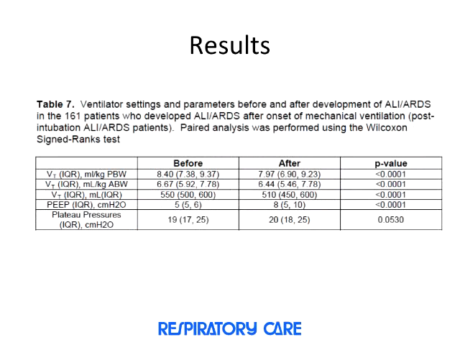This table is the ventilator settings and parameters before and after development of ARDS, ALI in the 161 patients who developed ALI or ARDS after onset of mechanical ventilation. So these are the patients that developed ARDS after being intubated. So in this column here is what their tidal volumes were before they developed ARDS, and then after they developed ARDS. So we can see that for certain, their tidal volumes got smaller. For predicted body weight, the second row is for actual body weight, and that also got smaller. This is tidal volume size, which was decreased, and this is PEEP, which increased. And here, there's no real difference between the plateau pressures. Even though the p-value is almost less than 0.05, it is still greater than 0.05, which means it doesn't meet the threshold.